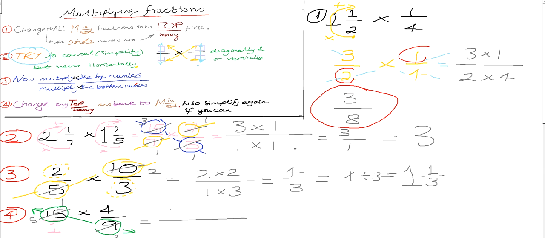15 divided by 3 is 5. Yes, 5 times 4. And what are the bottom numbers? 1 times 3, which is 3. So that's 20 over 3. What's 20 divided by 3? 6, remainder 2, so the answer is 6 and 2/3.